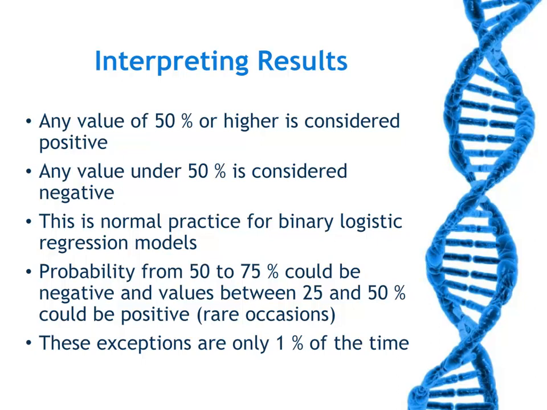However, anything that hits in the 50 to 75% range could occasionally be negative, because these are boundary condition testers, as well as those that are predicted negative between 25 and 50%. One or two of those may be positive sometimes. These are rare occasions, and these exceptions only occur about 1% of the time.